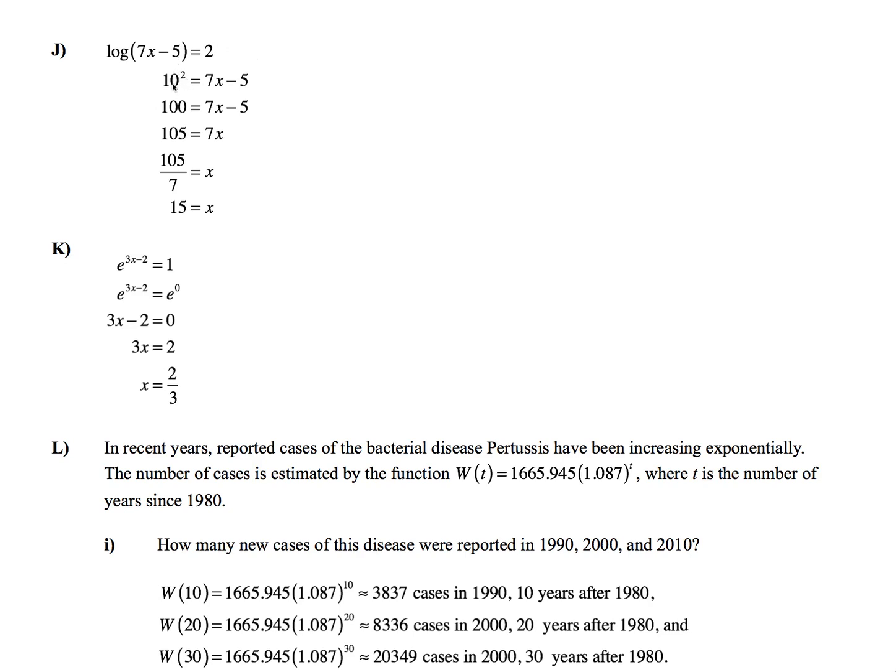10 squared is 100. 100 plus 5 is 105. 105 is equal to 7x, and 105 divided by 7 is 15. So the solution to this equation is 15.